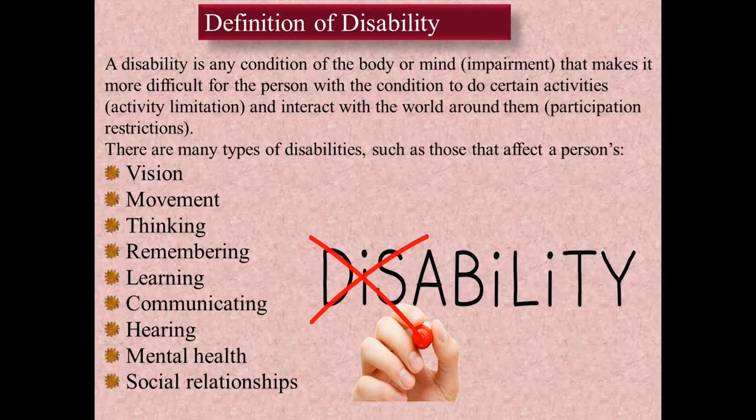Another example is a blind child who may experience major handicap in a situation where eyesight is most needed, that is, traveling in unfamiliar terrain, but he may also have an advantage over a sighted person in situations where eyesight is not important, that is, singing a song, playing a musical instrument, etc. So there are many types of disabilities, such as those that affect a person's vision, movement, thinking, remembering, learning, communicating, hearing, mental health, and social relationships.